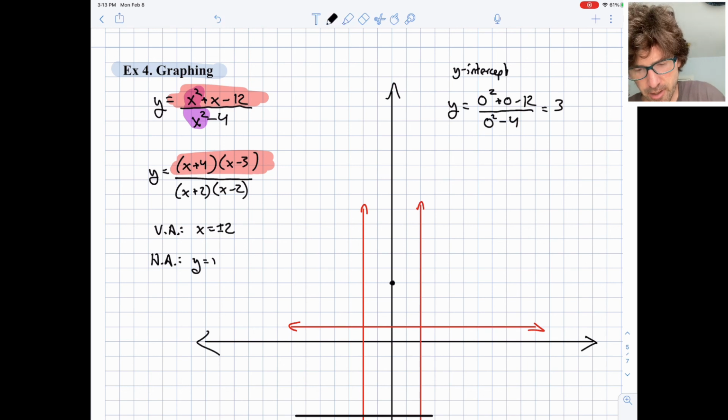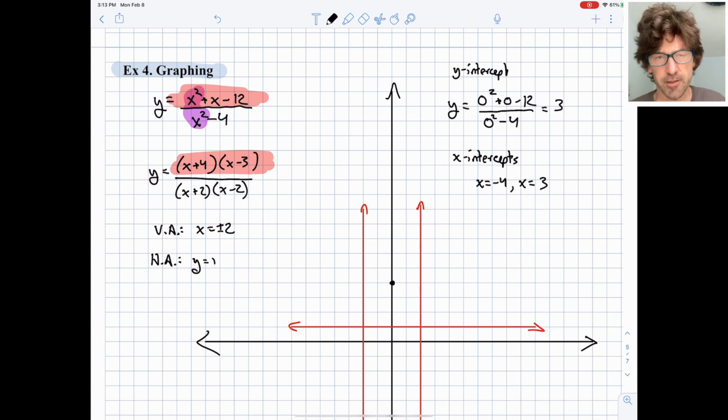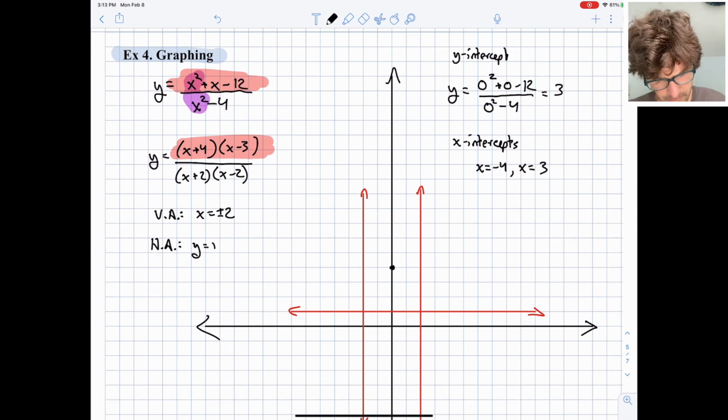For our x-intercepts, it's analogous to solving a quadratic using factoring, and we will see that x is equal to -4 and x is equal to +3. Those are the values that give us a 0 numerator, which would make y overall equal to 0. So our x-intercepts are x equals -4 right here, and x equals +3 right here.